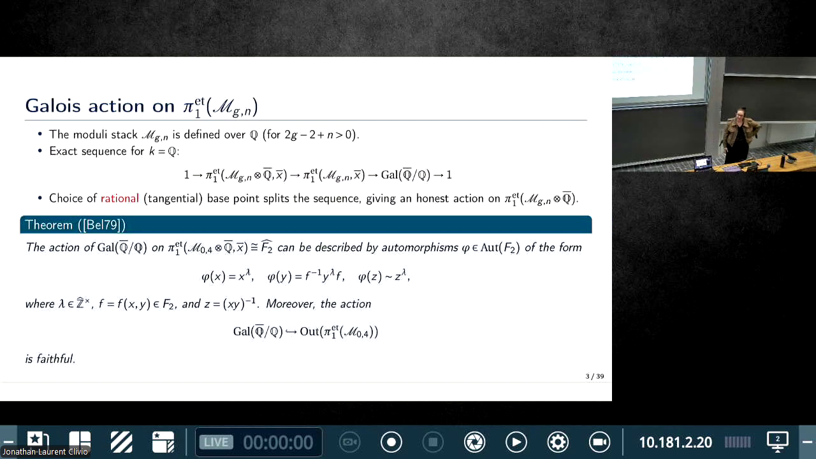Okay. So the object we were talking about before, the moduli stack M_{g,n}, genus g curves with n marked points, is defined over Q. And so I can use this exact sequence, in fact, to say that for any choice of rational tangential base point, I get a splitting and an honest action of the absolute Galois group of Q on the étale homotopy, the étale fundamental group of M_{g,n}.